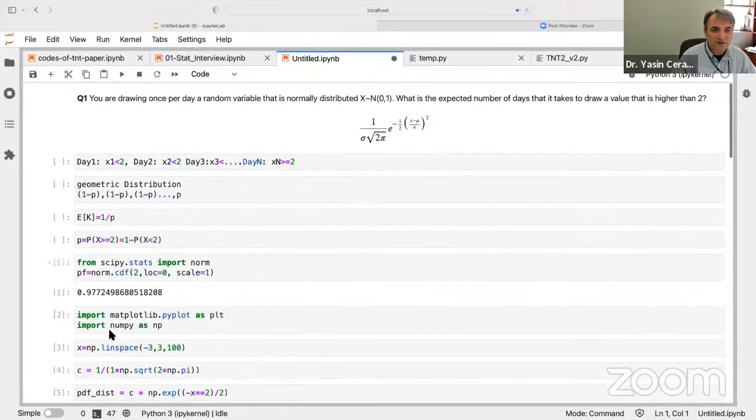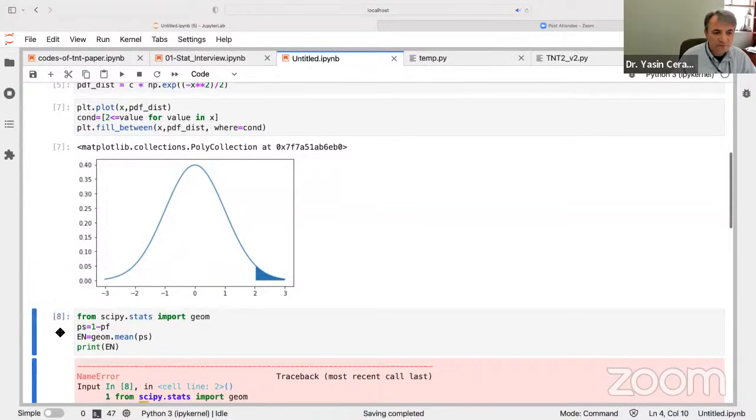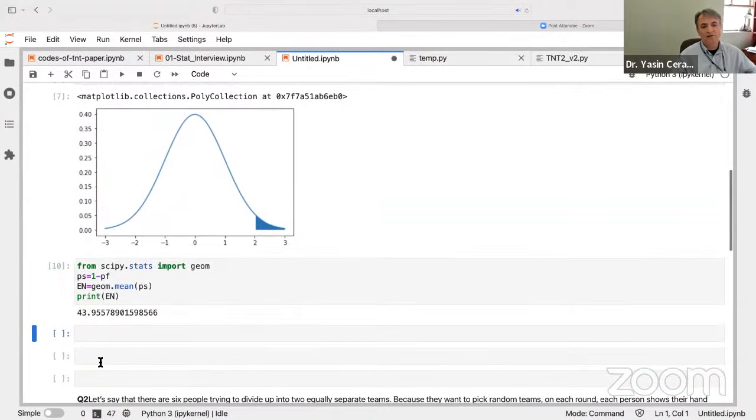PF is not defined. Where is it? We defined it. What happened to PF? Okay. So on average, it's going to take almost 44 days for us to pick a number, if we pick a number every day, which is greater than 2. Okay, we found this answer.